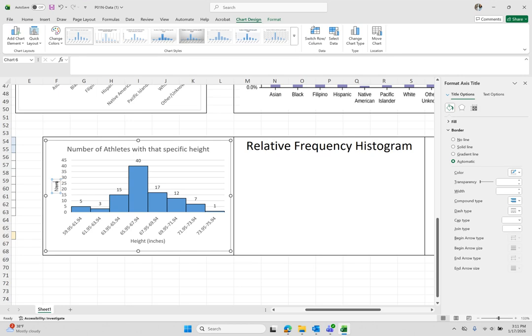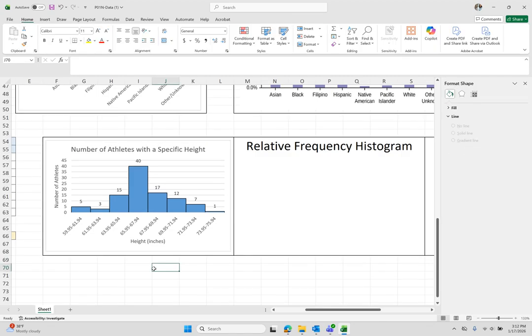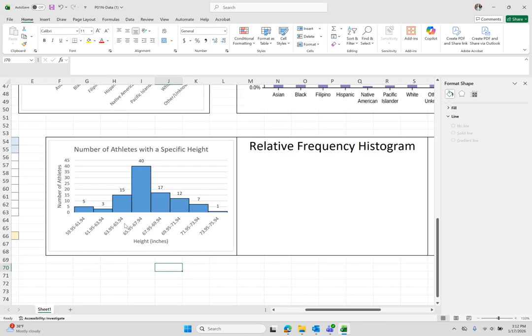So we are going to write number of athletes, and the description here will be number of athletes with a specific height. Let's change it, right? With a specific height. And because this is a title, let's capitalize the letters. And here is my histogram.